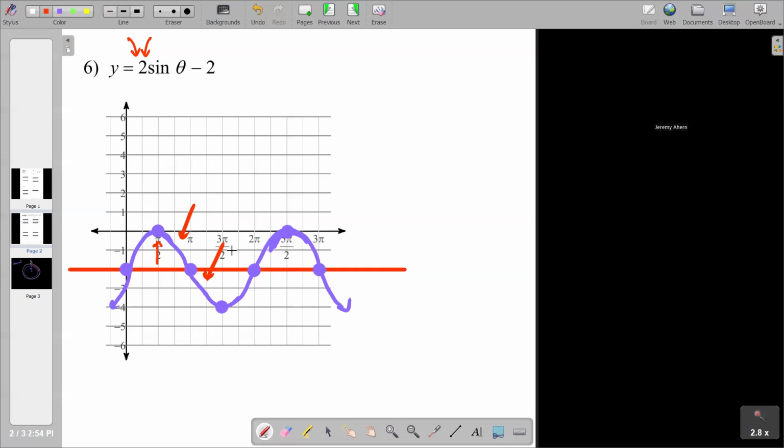So you guys good? Yeah. So step 1, move your midline. Step 2, build the graph based off the midline. It's really hard.